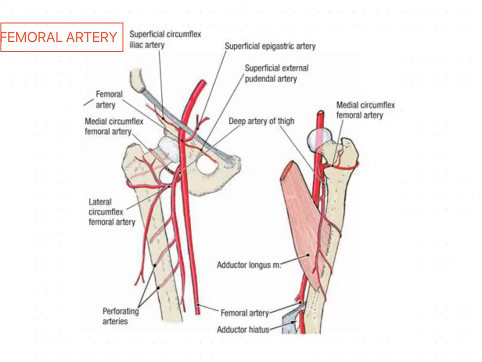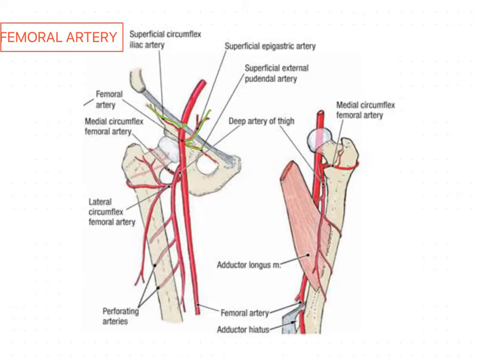Now, first we will see the femoral artery. The femoral artery is the continuation of the external iliac artery, and at the mid-inguinal point the femoral artery starts. It gives two kinds of branches: the superficial branches and the deep branches. The superficial branches are the superficial epigastric artery, the superficial circumflex iliac artery, and the superficial external pudendal arteries.